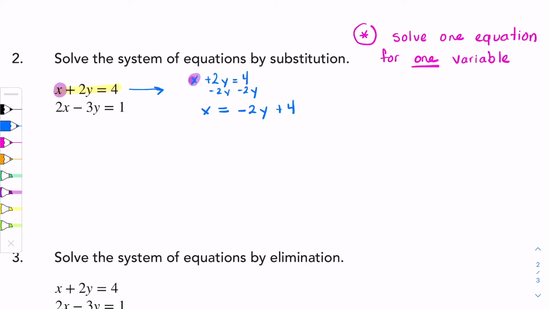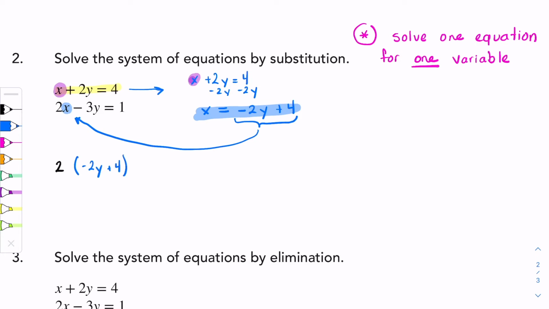Now that I have this value for x, I know x is equal to negative 2y plus 4. I can substitute it into the second equation for x. Therefore, I substitute it into 2 times x minus 3y equals 1. I substitute it in for x. This becomes 2 times negative 2y plus 4 minus 3 times y is equal to 1.